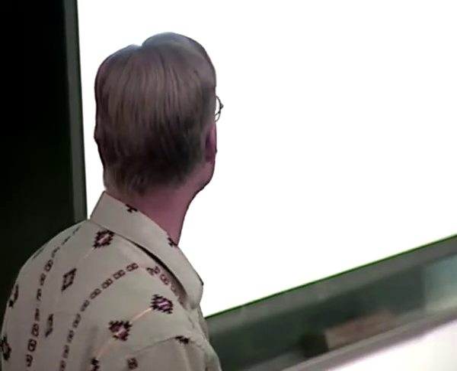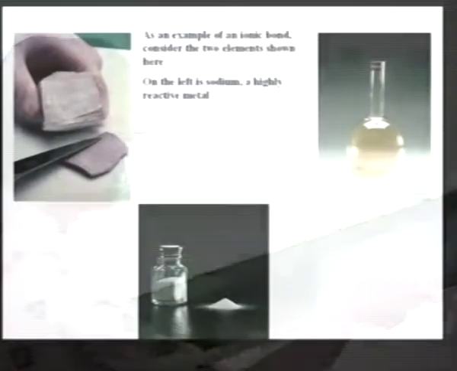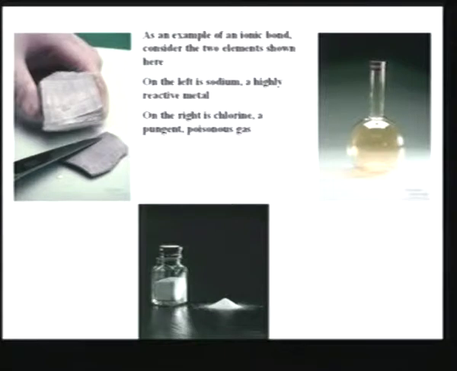In fact, when you have pure sodium metal, you usually have to keep it under nitrogen and in oil so that it doesn't react with anything. Otherwise, it'll react very, very quickly. All right, so that's sodium. On the right is chlorine. It's a pungent greenish-yellow gas.